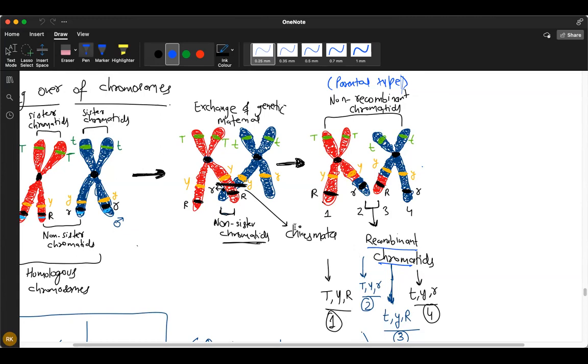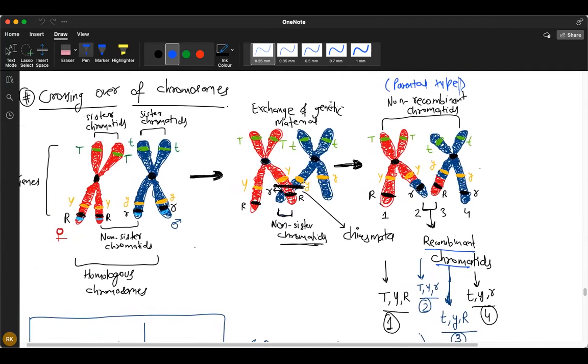Re means again. So they broke up at this point when they formed chiasmata and got attached to the different chromosome. One part of this went here and one part of this came here, and they recombined to form new variations which were not present in the parents. That's why they are called recombinant chromatids. Is it clear, everyone? Yes, sir.